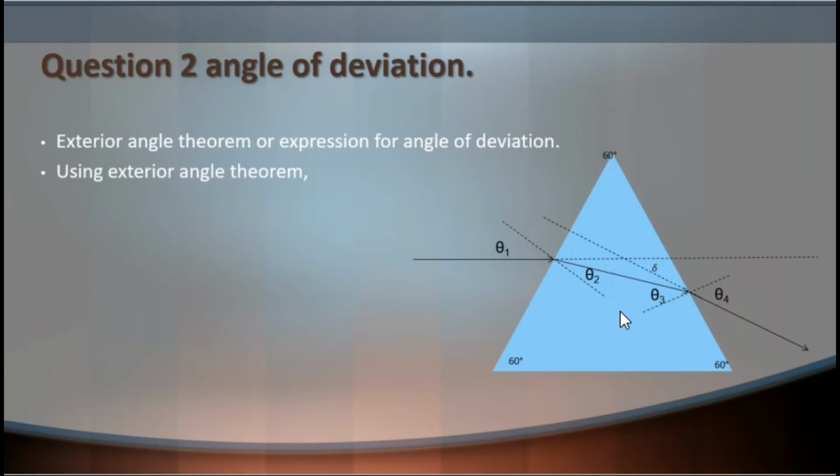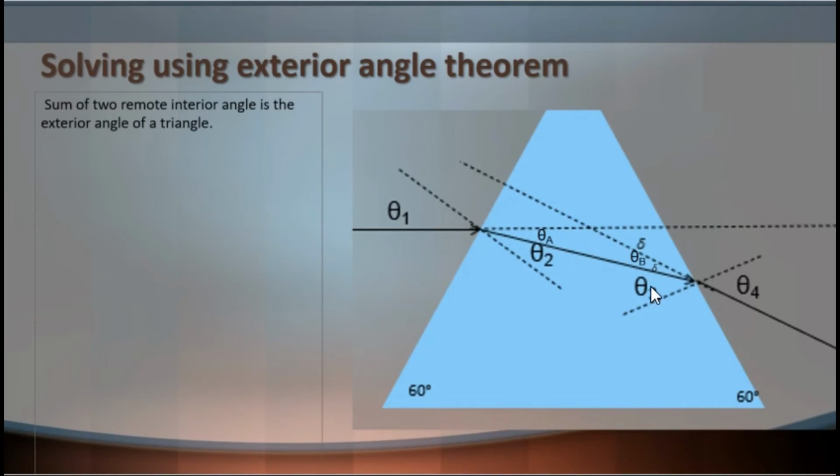So we are going to continue with using the exterior angle theorem. We know that the exterior angle delta here corresponds to the sum of theta A. Let's say I'm going to name this angle here as theta A, and the next angle is theta B. So the sum of the two remaining angles is the exterior angle of a triangle. So delta is equal to theta A plus theta B.